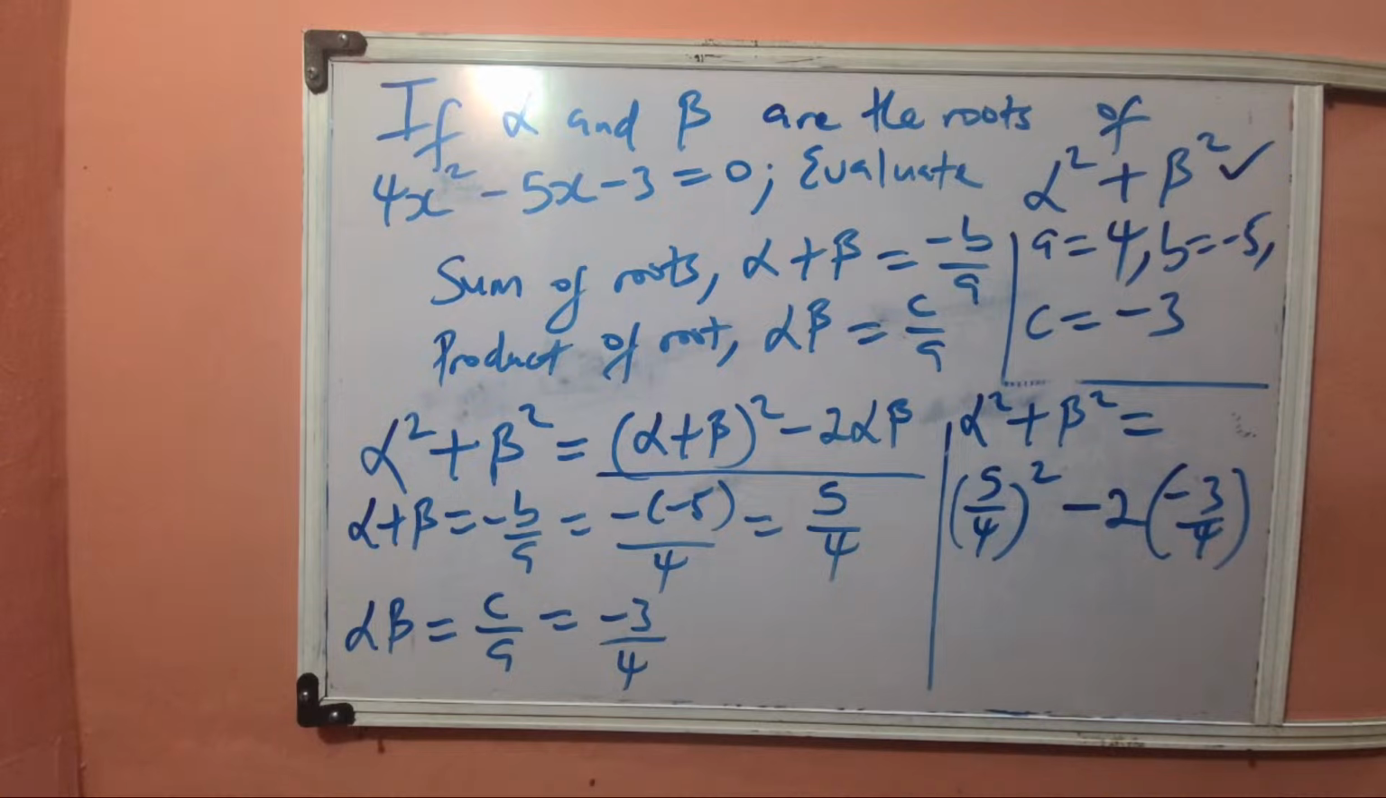All right. So you can see what's going on here. 5 over 4 squared, that's 25 over 16.